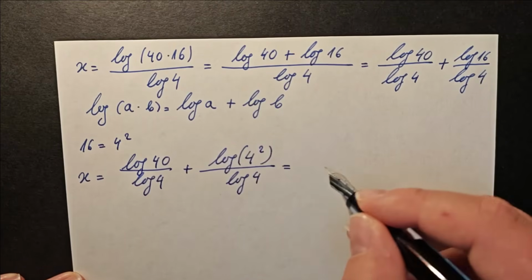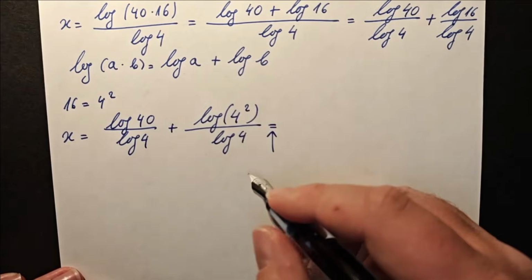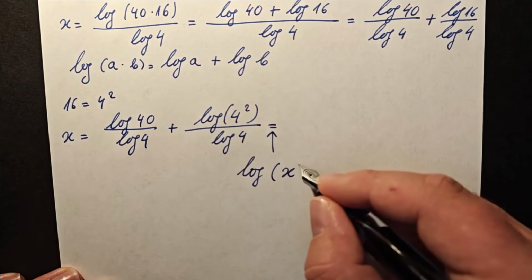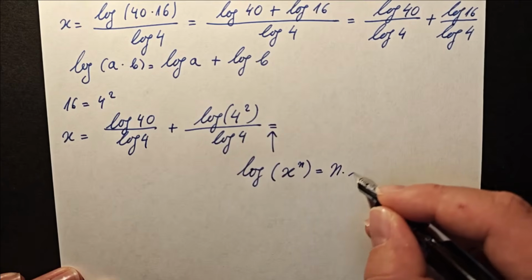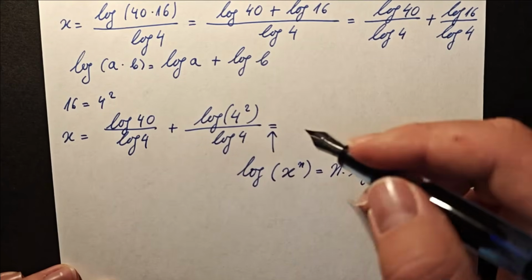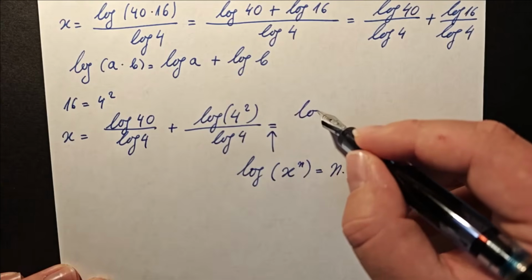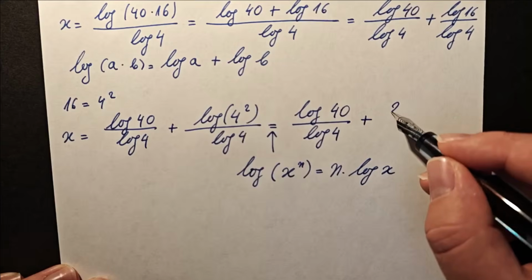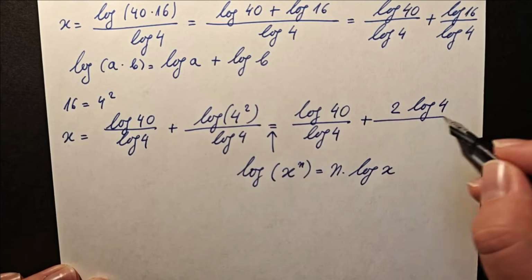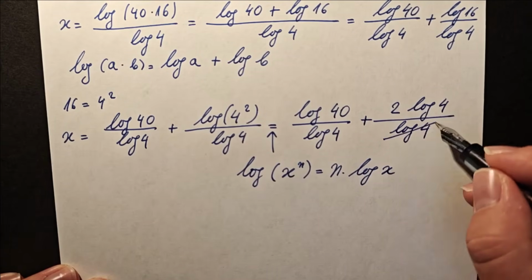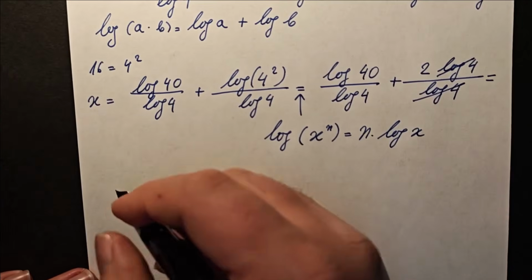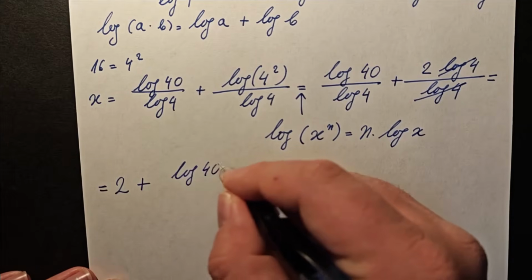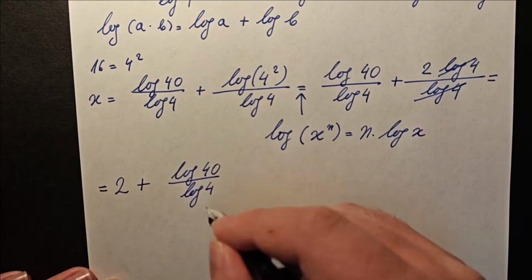We can use again the rule of the logarithm, that logarithm of x to the power n is equal to n multiplied by logarithm of x, and then we get that this is equal to logarithm of 40 divided by log of 4 plus 2 logs of 4 divided by log of 4. And these logs of 4 are going to cancel out. And we are left with 2 plus logarithm of 40 divided by log of 4.